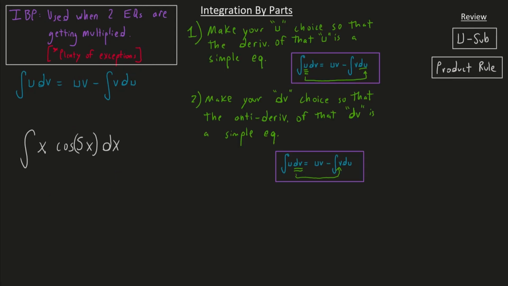So let's solve this problem right here. So I want to take our problem and map it to a u and a dv. I want to make a u choice. That'll be the first step.